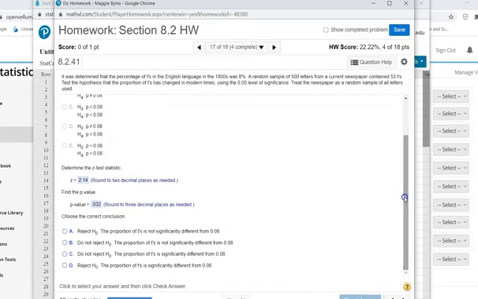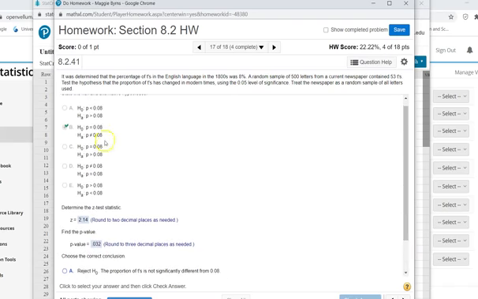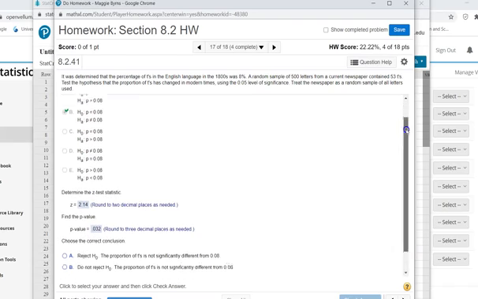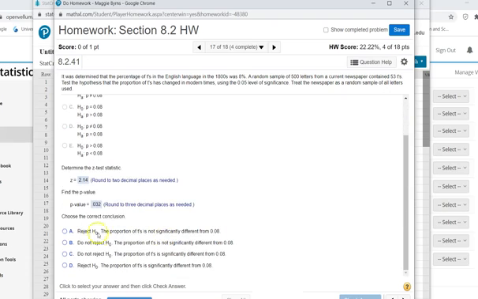Okay, and then choose the correct conclusion. So would you reject the null hypothesis based on a 5% significance level? In other words, is your p-value less than the significance level? And the answer is yes. 3% is less than 5%. So yes, we will reject the null hypothesis, and that tells us we have evidence to support the alternative. The alternative was that p does not equal 0.08. So reject the null hypothesis. The proportion of T's is not significantly different? No, that's not what we're saying. We're saying the proportion of T's is significantly different because we have evidence for the alternative. So my answer is choice D.